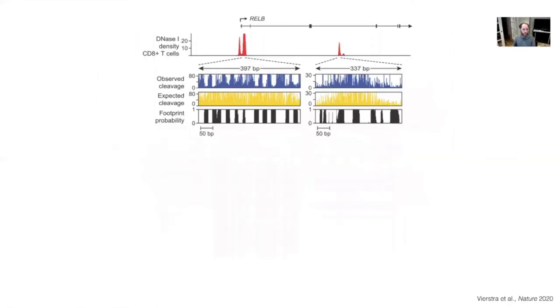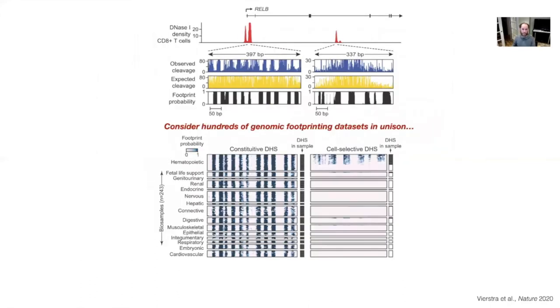To do this, we implemented an empirical-based framework that estimates the posterior probability that a given nucleotide is footprinted. And we did this by incorporating a prior on the presence of a footprint and a likelihood model of cleavage at both occupied and unoccupied sites.